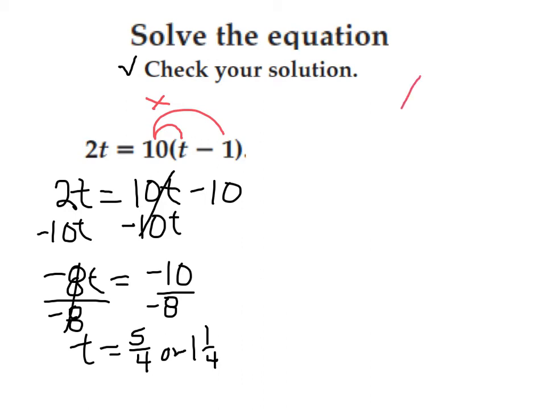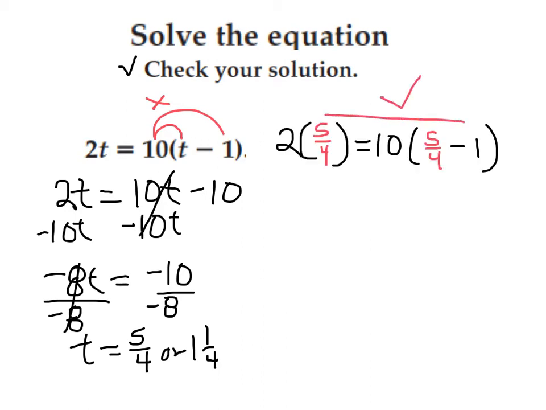Now it's time to check the solution. Checking my solution, of course, means that I think the answer t is equal to 5 over 4. I prefer using improper fractions when choosing between that and mixed numbers. I'm going to go ahead and take my calculator and multiply 2 times 5 over 4. I get 5 over 2.